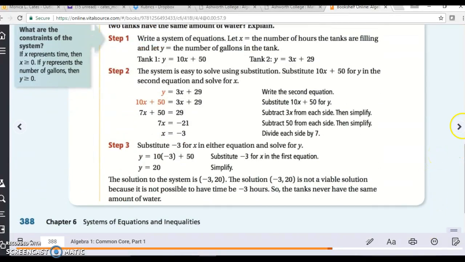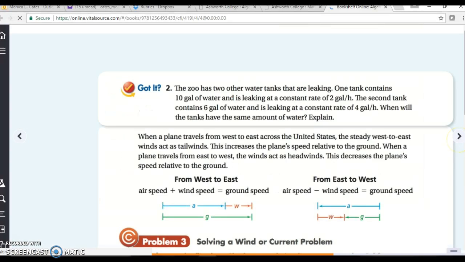Go to the next page. There we go. All right, let's look at guidance number 2. It says the zoo has 2 other water tanks that are leaking. One tank contains 10 gallons of water and is leaking at a constant rate of 2 gallons an hour. The second tank contains 6 gallons of water and is leaking at a constant rate of 4 gallons per hour. When will the tanks have the same amount of water? Explain.